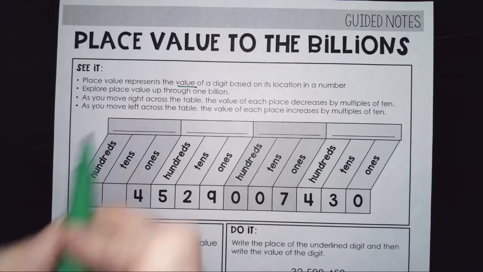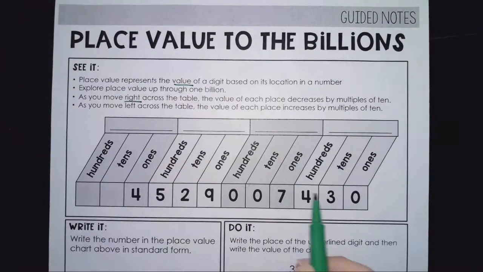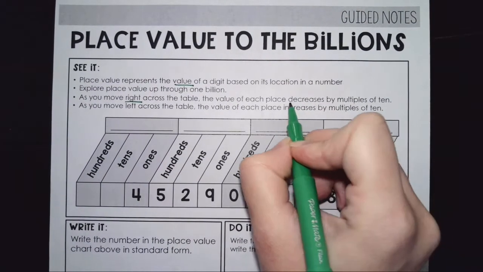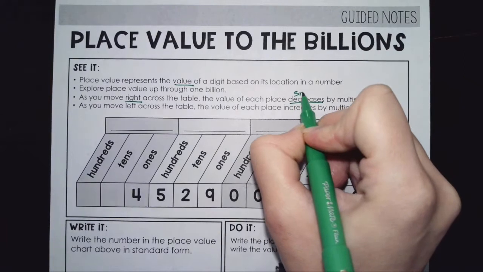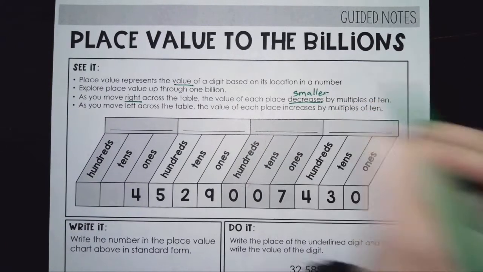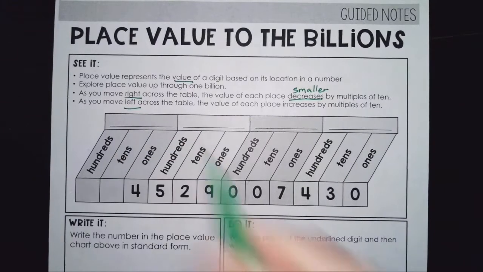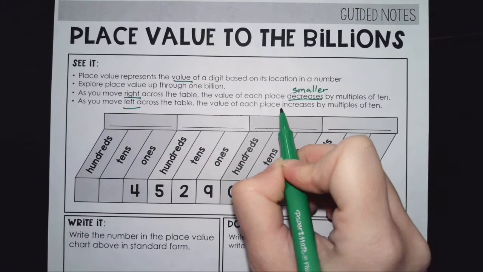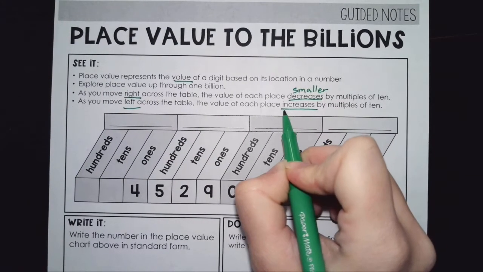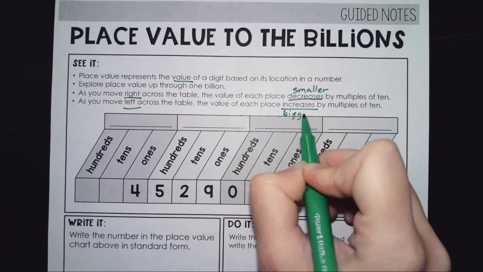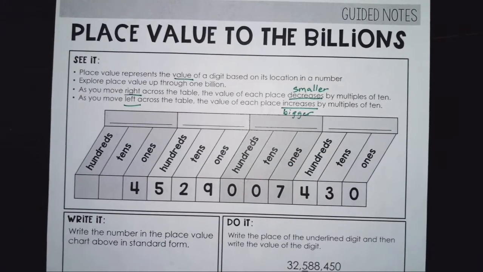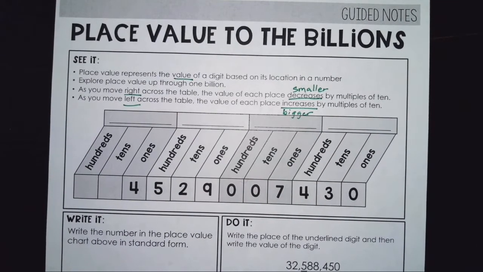As you move right across the table, the value of each place value decreases or gets smaller by multiples of 10. As you move left across the table, the value of each place increases or gets bigger by multiples of 10. Okay?